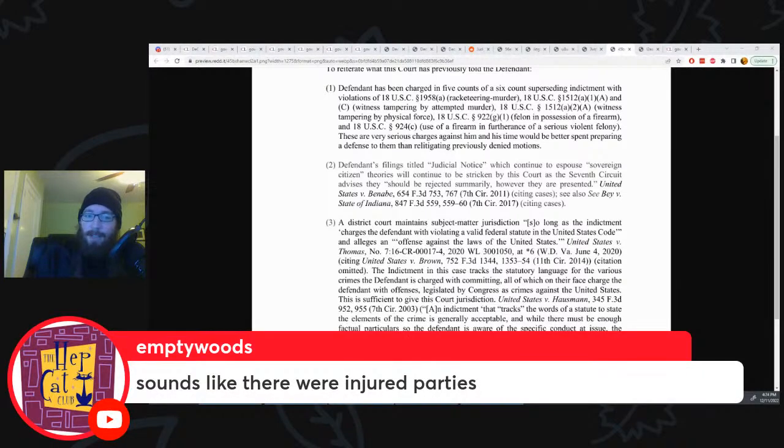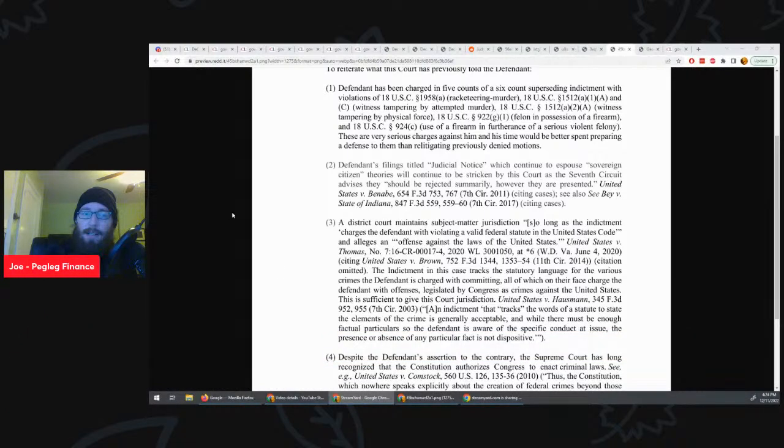Very much so, Empty Woods. I believe this is a case where he shot and killed a high school sports coach and had been acquitted in state court, I think. And the feds took it up.